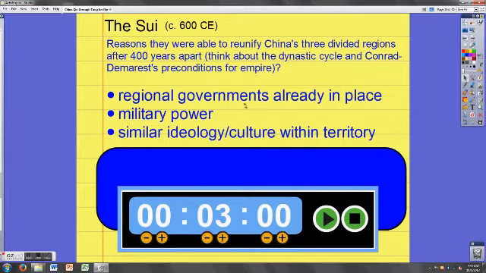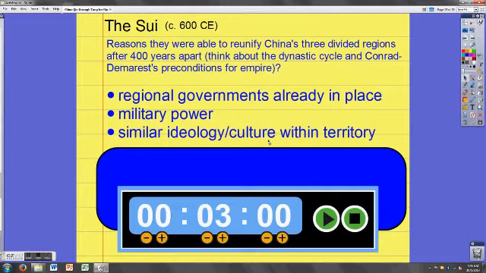Well, there were regional governments that were already in place in the areas that the Sui reunified. The Sui had pre-existing military power that it used to achieve that reunification. And within the territories that it reunified, there was also similar ideology, similar philosophies that had been there for hundreds of years, similar culture. I could also put on here similar language. Qin Shi Huangdi, hundreds of years before, had already standardized the written language, so it was easy to reunify the people linguistically for that reason. I could also probably have put up here that they were successful in claiming the mandate of heaven, right?